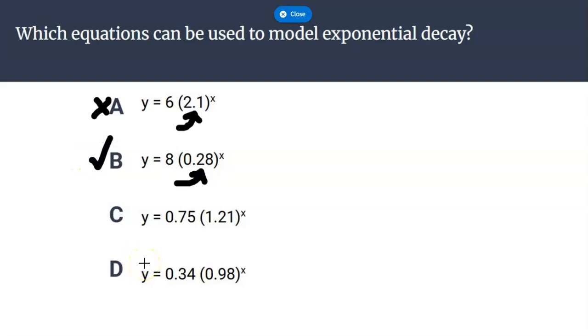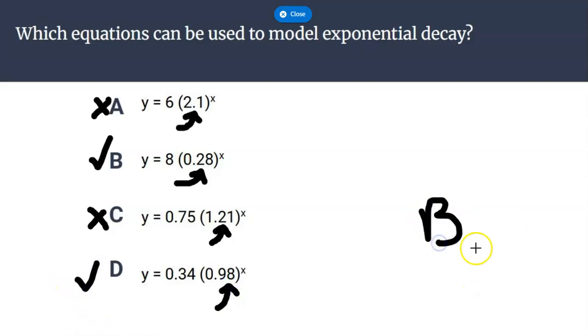Looking at C, 1.21, that is greater than 1, so that's not going to work. And then looking at the last one, D, 0.98, it's close to 1, but it's just a little bit less. So here, B and D work for exponential decay. The others, A and C, would model exponential growth.